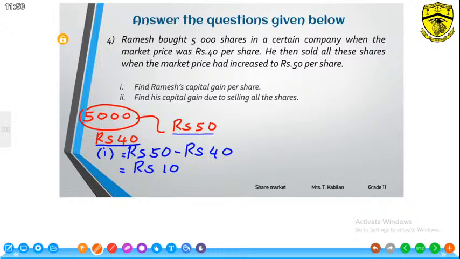Okay. Second part, find his capital gain due to selling all the shares, right?